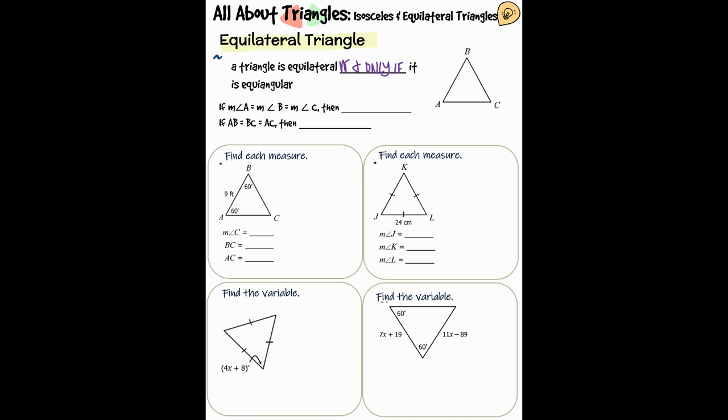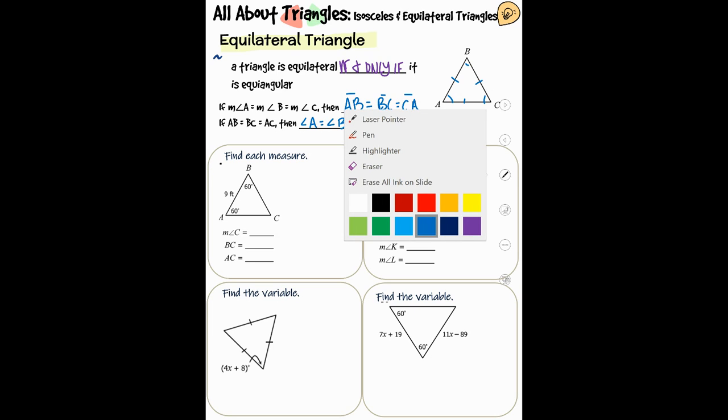So what does that mean? That means that all the sides are the same and all of the angles are the same. So if angle A, B, and C are all the same, then that means that side AB equals BC equals CA. And the opposite is true. That if all of those legs are the same, then angle A is the same as angle B, is the same as angle C.